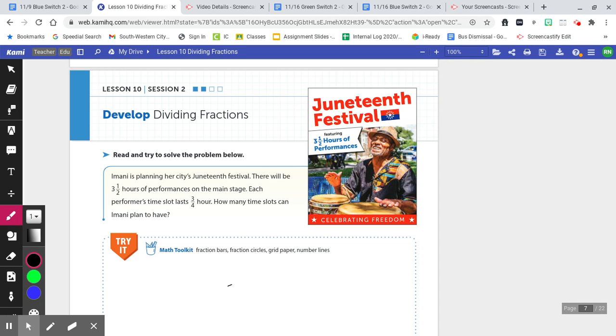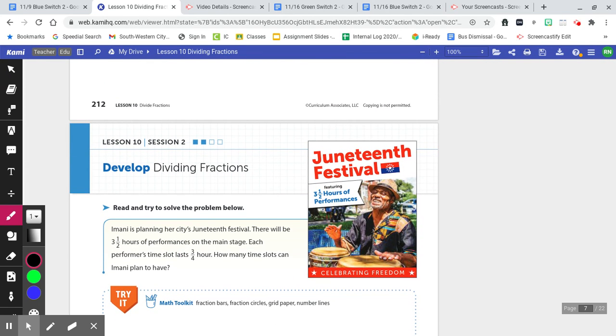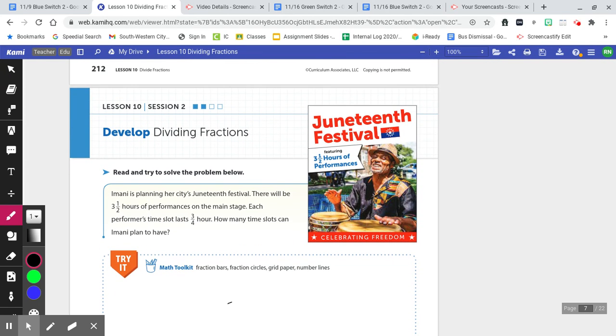We are looking at Lesson 10, Session 2. Grab a pencil and open your books up to page 213. We are continuing looking at our dividing fractions. So let's read the problem first and then get to work.